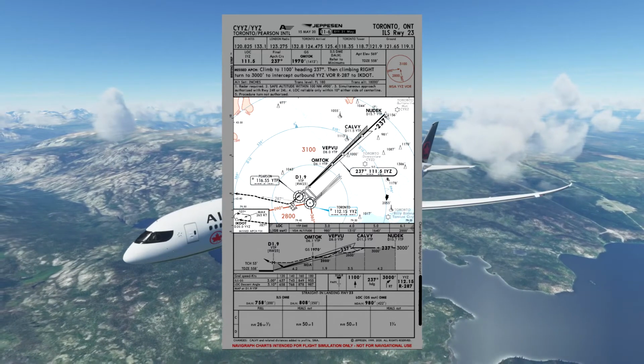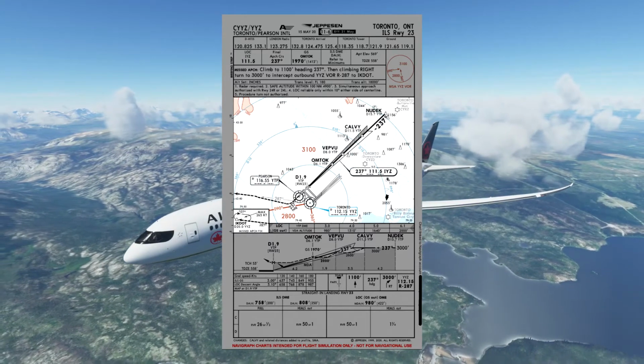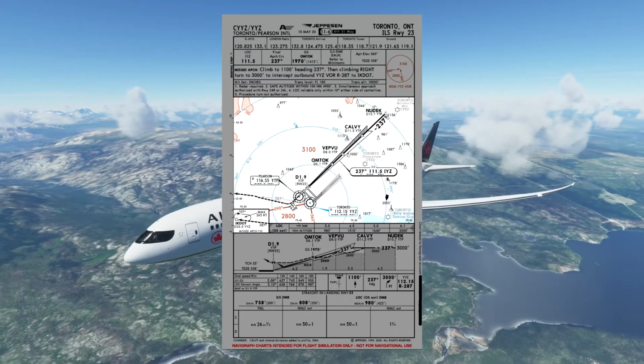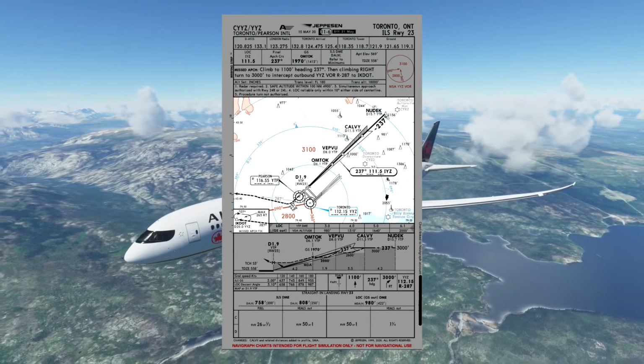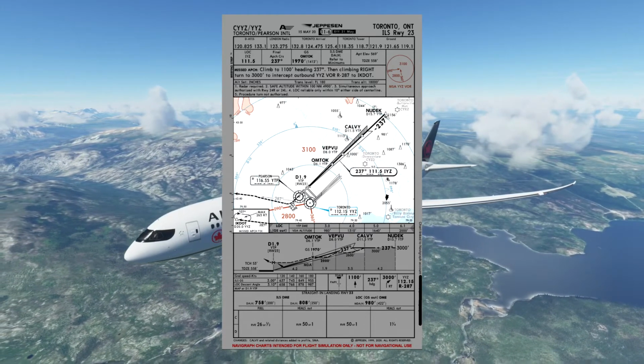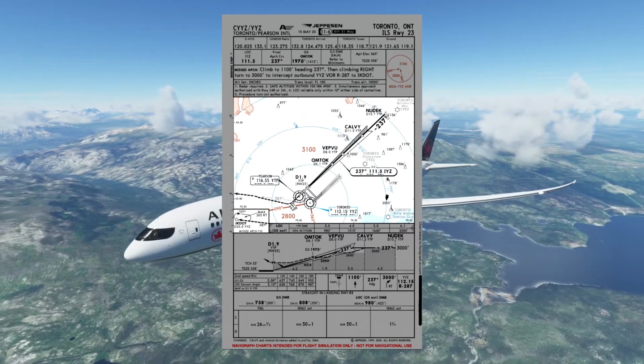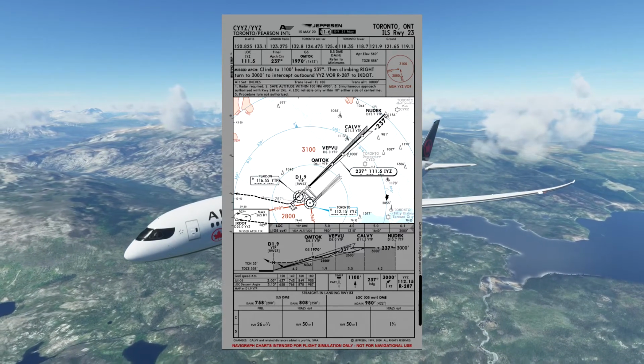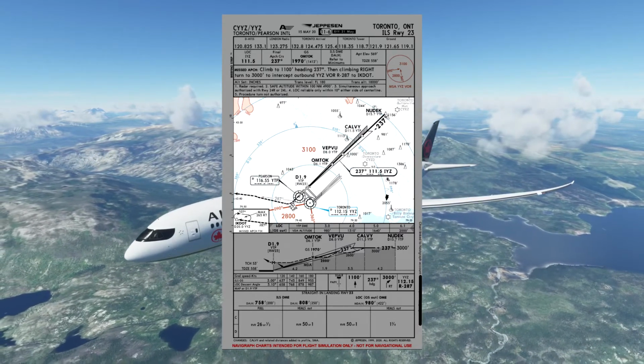So you're going to follow that down. You're going to go through KELVY, then you're going to come to VETVU, then OMTOK, and if you remember, we looked at that. On the glide slope, it says you should be at 1,970 feet at that point, and you come all the way down to the runway.